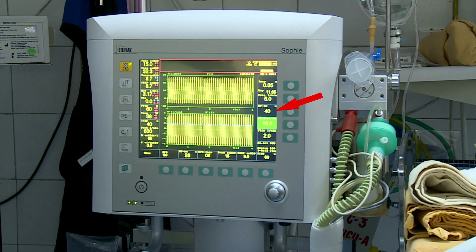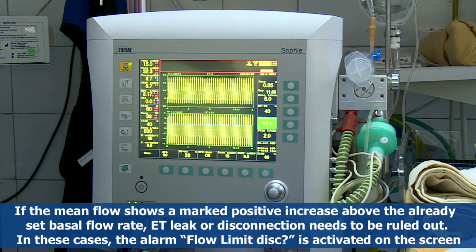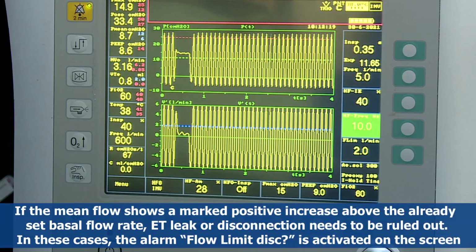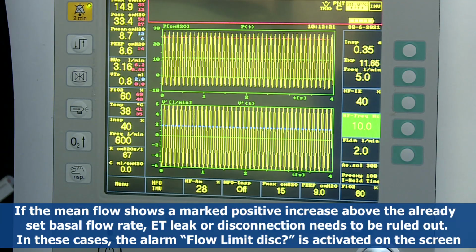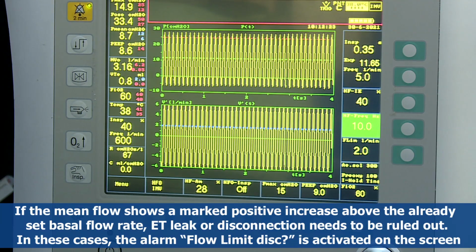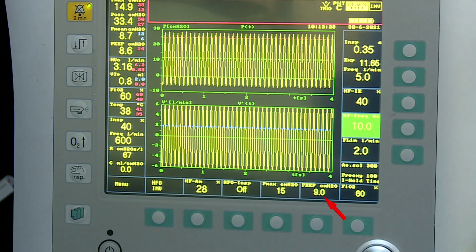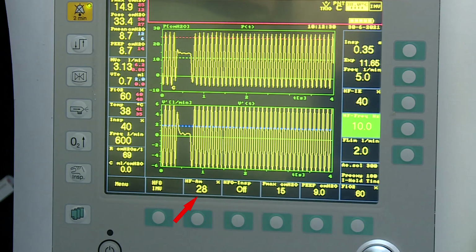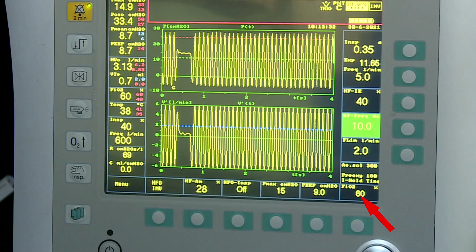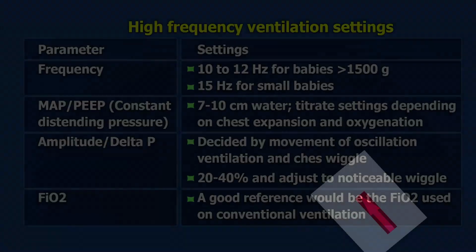The ventilator has a system of monitoring mean flow during HFO ventilation. If the mean flow shows a marked positive increase above the already set basal flow rate, endotracheal tube leak or disconnection needs to be ruled out. In these cases, the alarm flow limit disc is activated on the screen. The settings to be set include frequency, mean airway pressure, amplitude and fractional inspired oxygen concentration as displayed.